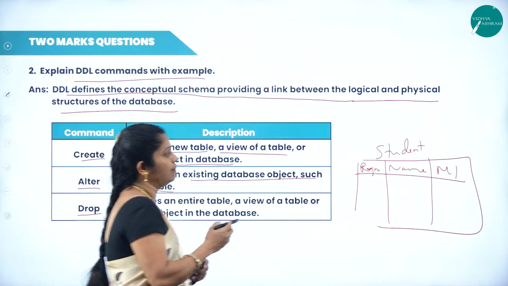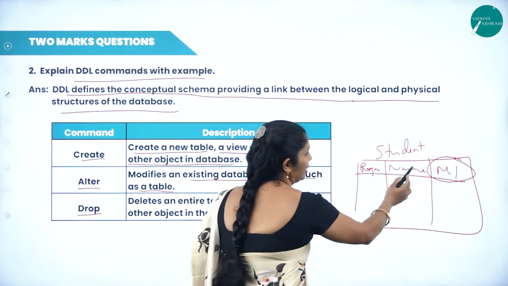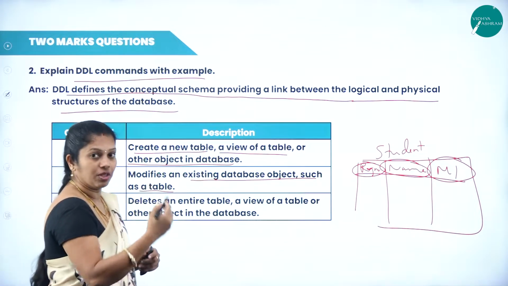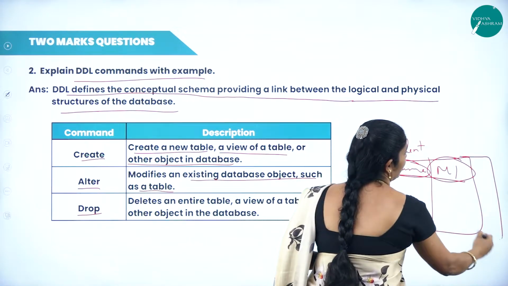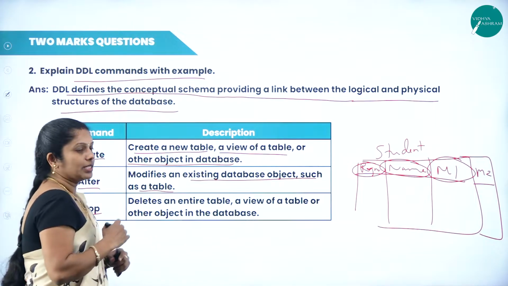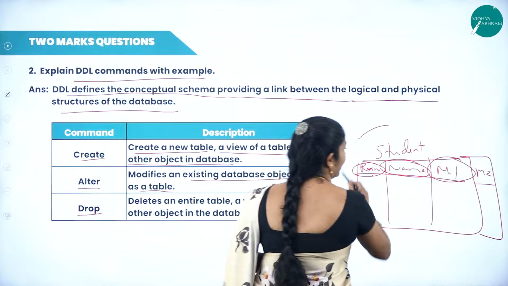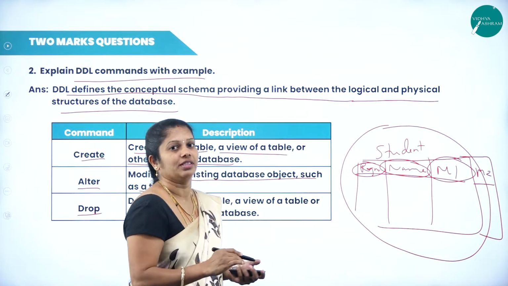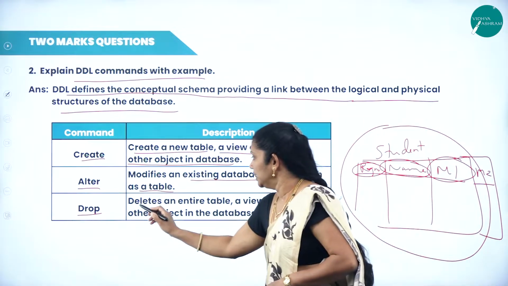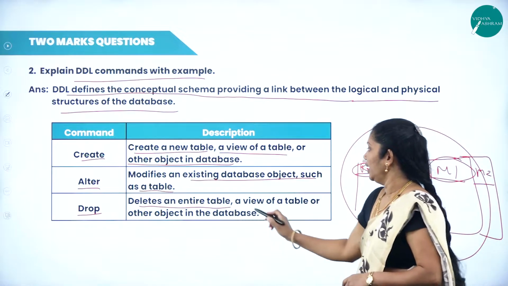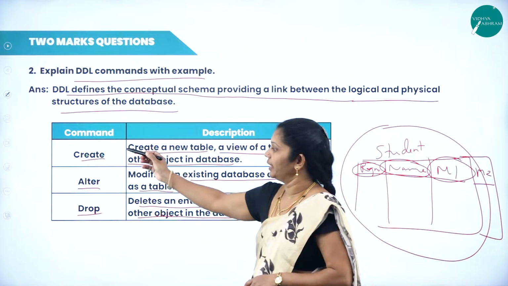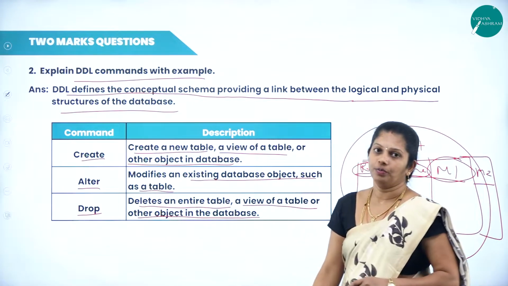Whereas alter command helps to alter the subheadings in the table, or if you want you can modify that. If you want you can add one more attribute. For example, here marks 1 we have, later on I want one more marks 2 subheading, then we are using alter command. Whereas drop command helps to delete the entire data including heading, subheading, content, everything. When you want to delete, at that time we are using drop command. Drop command deletes an entire table here, a view of a table or other objects in a database. Create helps to create, alter helps to alter the headings, drop helps to drop the entire table.